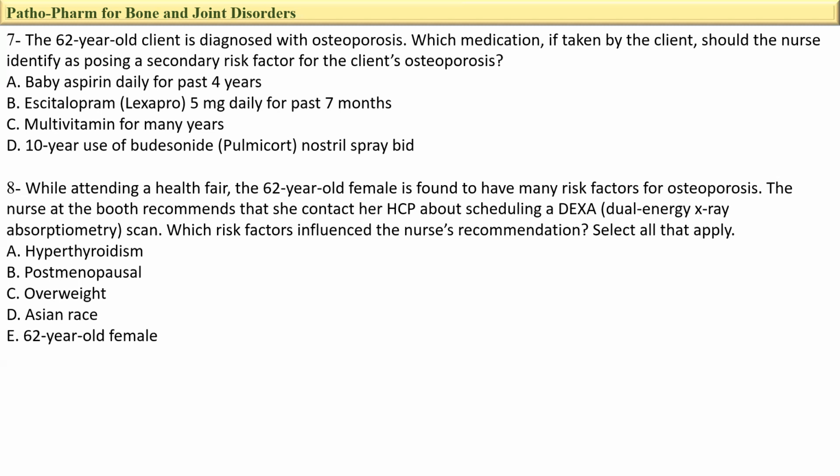And then D, major risk factors for osteoporosis include white or Asian race, not African American. E, advanced age and being female are both risk factors for osteoporosis.